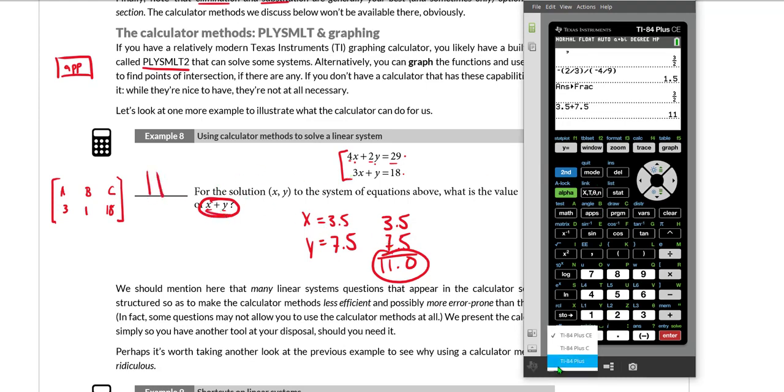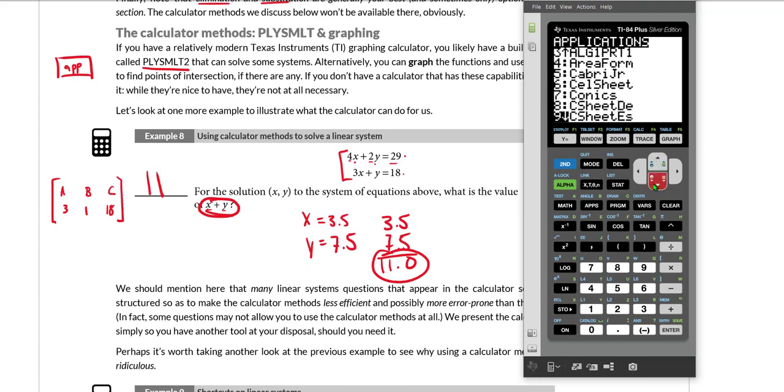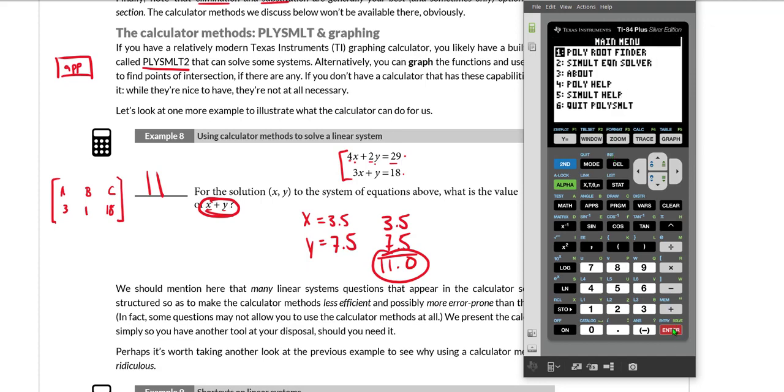In the older calculator, again, your polysimul app may look a little bit different. I will actually show you what it might look like. We will go to apps. We will go down to the P's. We can also get to the P's by doing alpha and then the 8 button, which you can see has a little green P above it. So if I hit alpha and 8, I will go right to my P's, and I can see polysimul right there. So I'm going to go down to it, select it, and hit enter. It's telling me to press any key, so I'm going to press enter again.